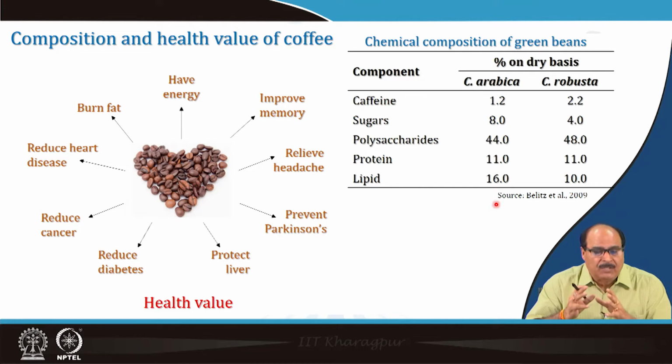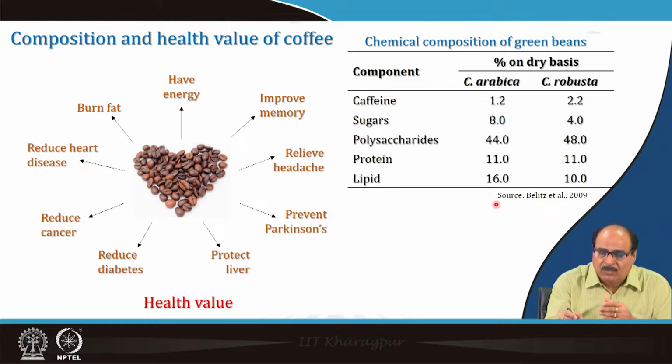Composition and health value of coffee: in this table I have given the percentage on dry basis for both Coffea arabica as well as Coffea robusta, the caffeine content, sugar, polysaccharide, and so on. They have polysaccharide around 44 to 48%, protein about 11% in both, lipid 10 to 16%, and both of them have a good amount. Coffea arabica has about 1.2% caffeine and Coffea robusta has a higher caffeine content, 2.2%, and that is why Coffea robusta gives a strong decoction.